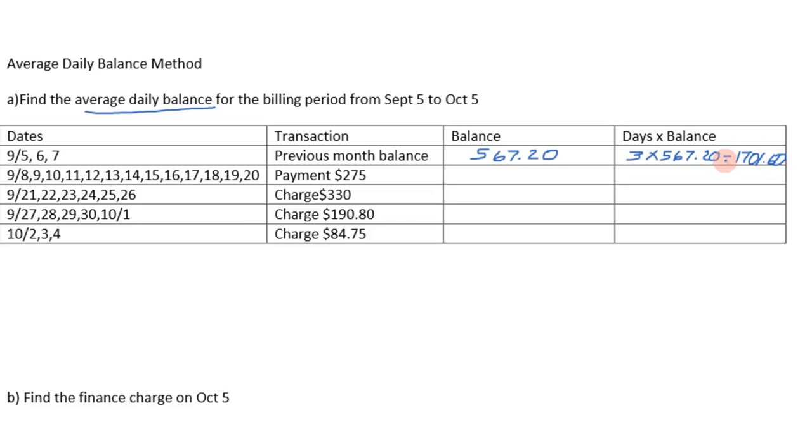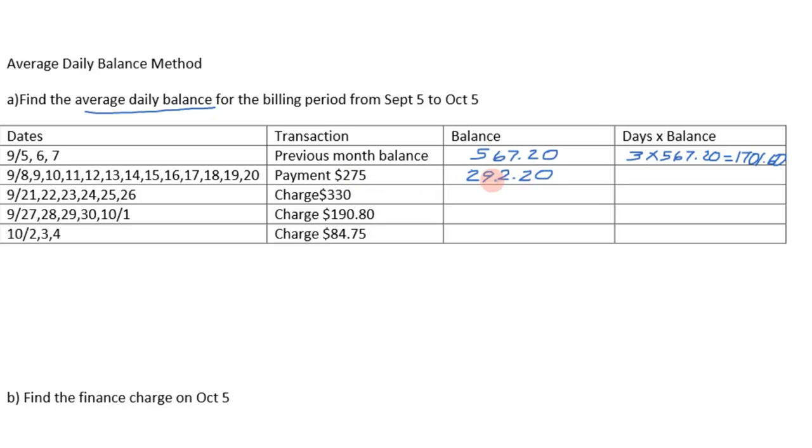Use your calculator for that, okay? Use your calculator to figure that out. All right. Now on the 8th, you made a payment of $275. So now your credit card balance on the 8th went down by $275. So take your $567.20 and subtract your payment, $275. And so that's going to give you now a new balance on your credit card of $292.20. Okay? So we're subtracting $275 from $567, it's $292.20.